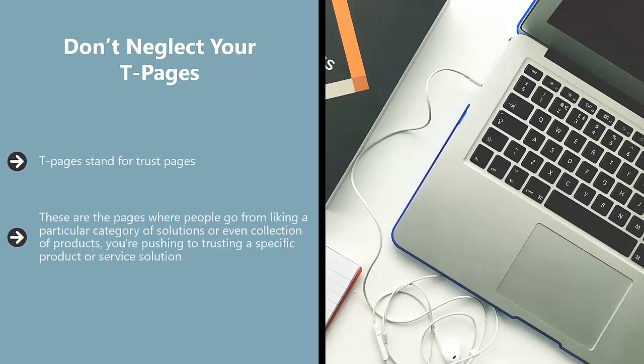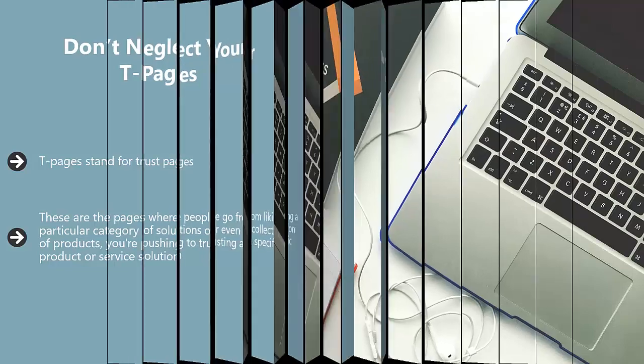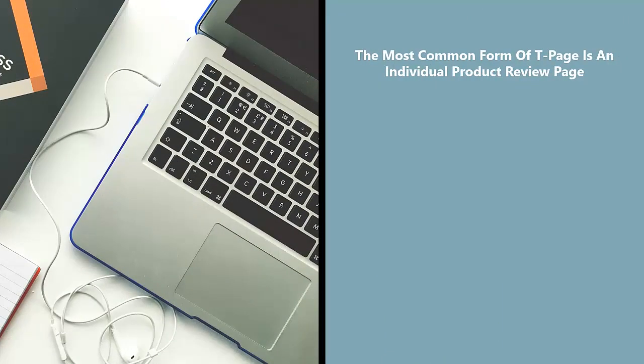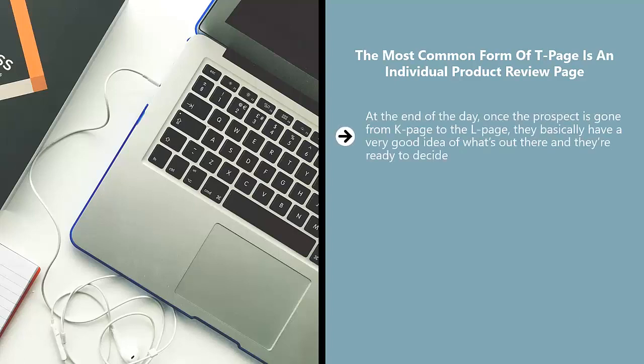These are the pages where people go from liking a particular category of solutions or even a collection of products you're pushing to trusting a specific product or service solution. The most common form of T page is an individual product review page. At the end of the day, once the prospect has gone from the K page to the L page, they basically have a very good idea of what's out there and they're ready to decide. Now, they're properly educated. Your T page then should get straight to the point. It should basically just say, okay, these are the reasons why you should trust this particular product.